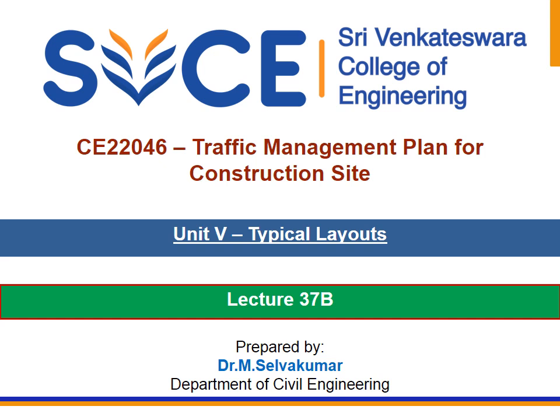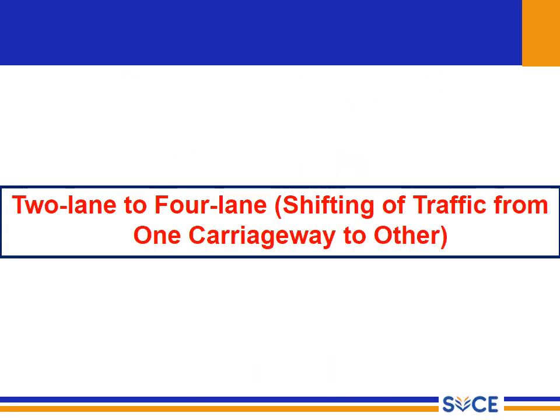Lecture 37B under Unit 5 Typical Layouts. Two-lane to four-lane: shifting of traffic from one carriageway to the other.